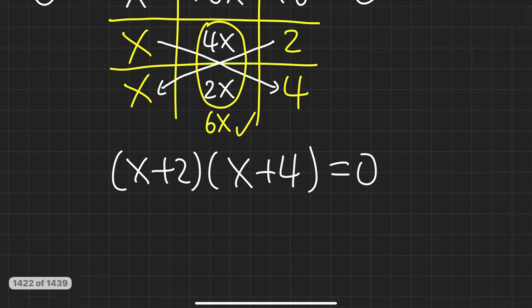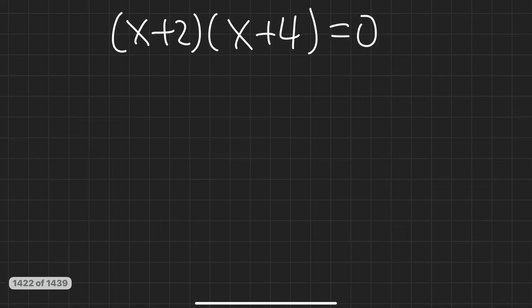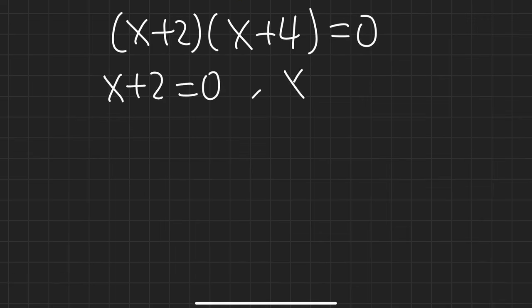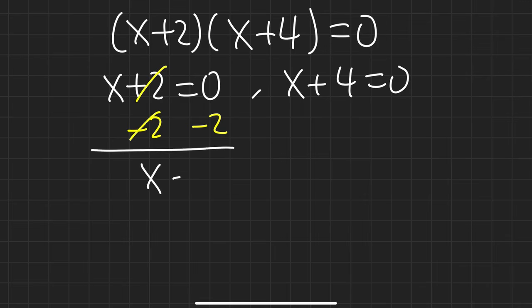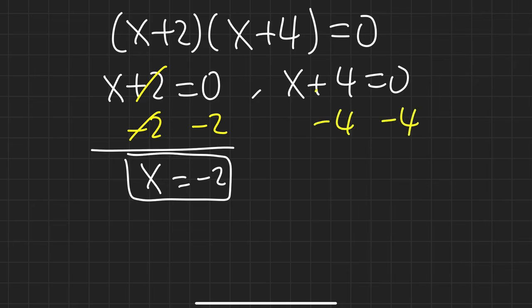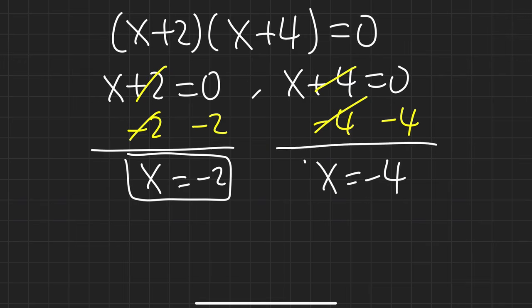So to continue, once we have this factored, we can just say the first factor is equal to 0 or the second factor is equal to 0. For the first equation, subtract 2 to both sides. So we get x is equal to negative 2. That's the first answer. And for the second answer, just subtract 4 to both sides, and we will get x is equal to negative 4. And then we are done.